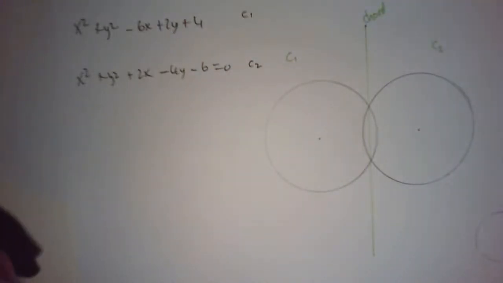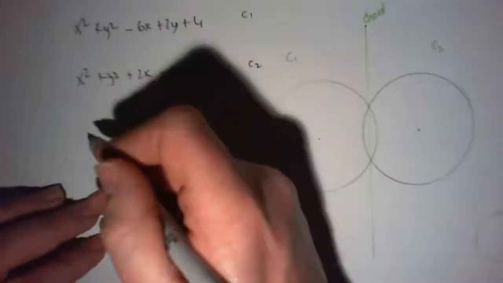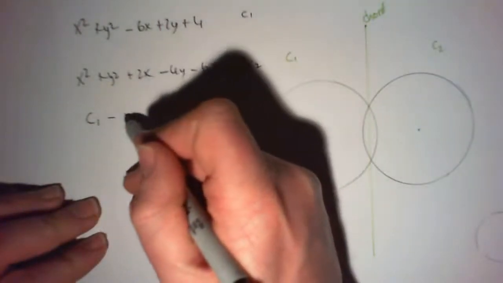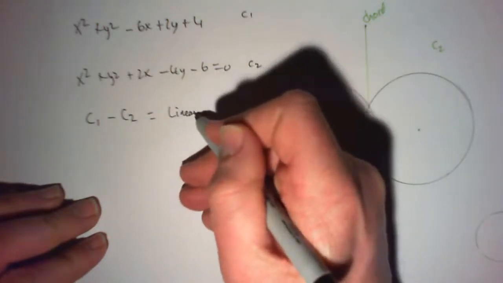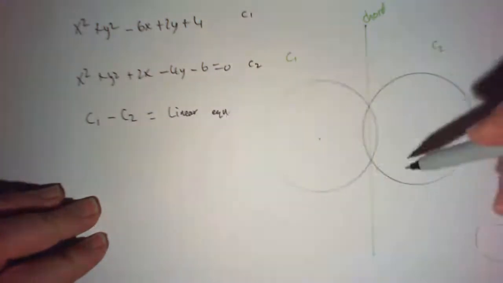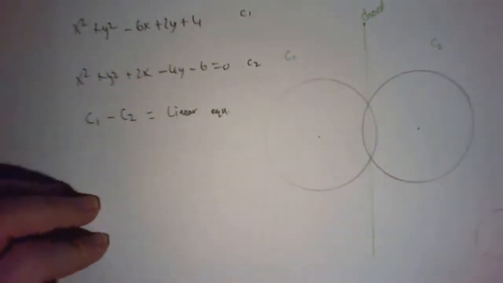How this was figured out is that some genius just figured out a quick way of doing it, for want of a better word, and it just worked for them. What they did was they said, well, if you take circle 1 from circle 2, you'll actually end up with a linear equation. And that linear equation will actually be the chord. So we're going to try that.